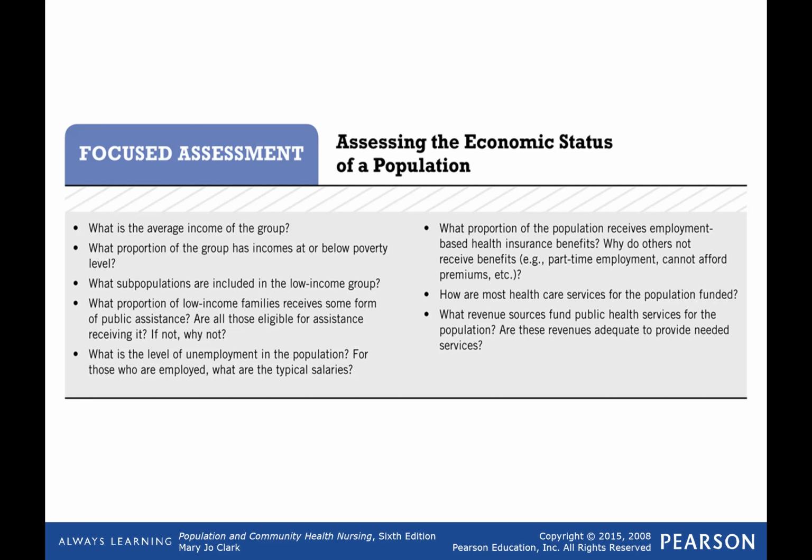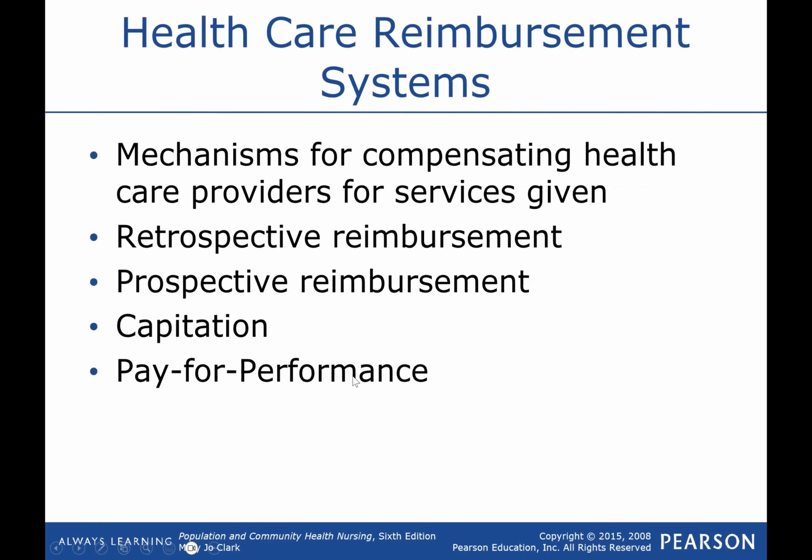Do you have people who have employer-based coverage? Do you have a large population who are on Medicaid? Do you have a large population who are on Medicare? What revenue sources fund that public health population? And are those revenues adequate to provide the needed services? And some mechanisms for compensating healthcare providers. We're looking at retrospective reimbursements, prospective reimbursements, capitation, and pay for performance. And all of those are defined in your book.